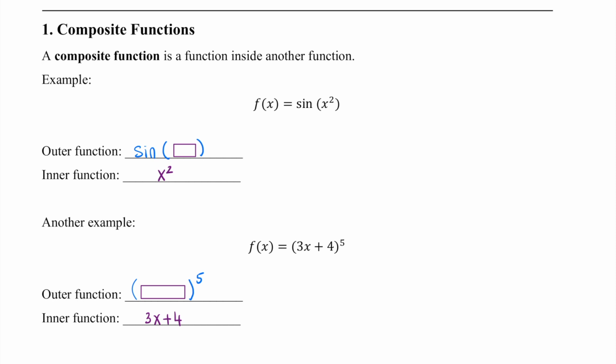Again, think of the process step by step. First, we compute 3x plus 4. Then, we raise the result to the fifth power. So the inner function happens first, and the outer function happens second.